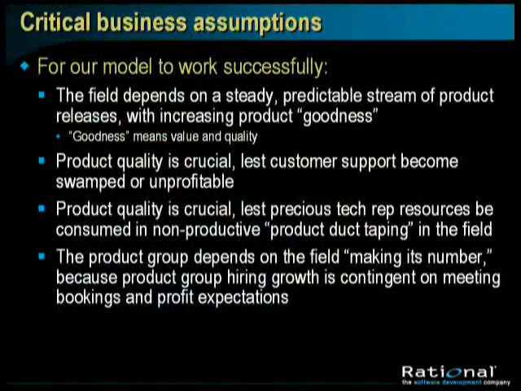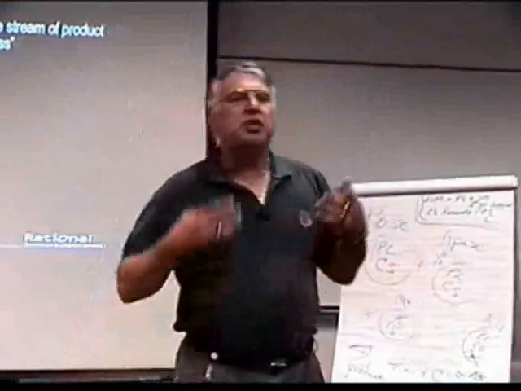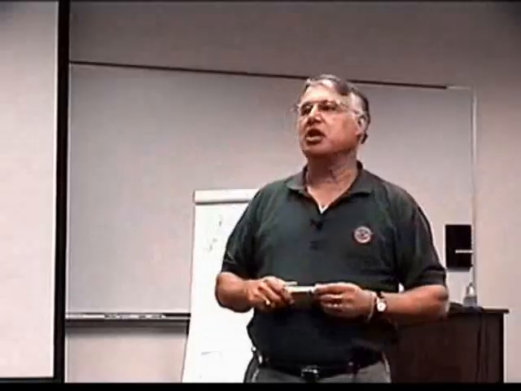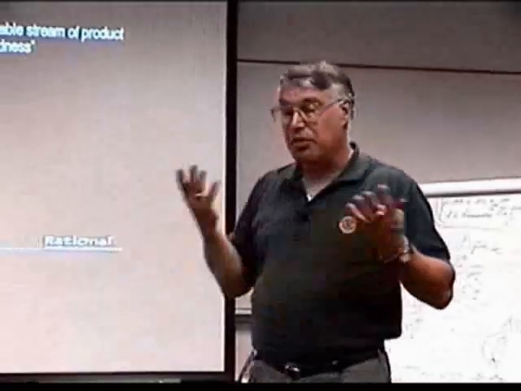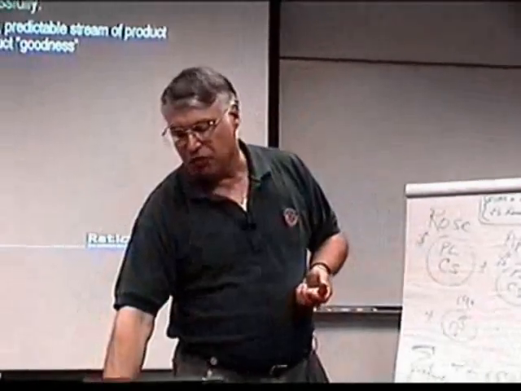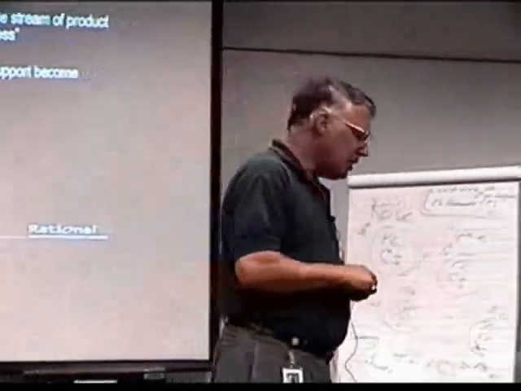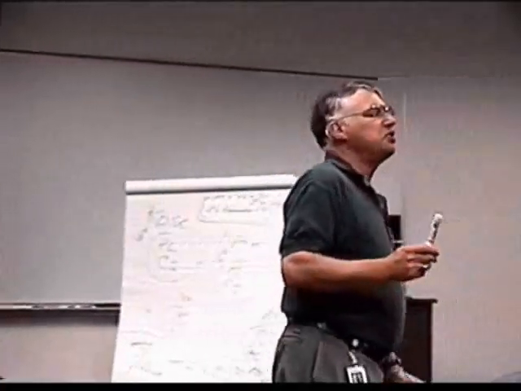Now, what are some critical business assumptions for this to all work? For our model to work successfully, we do need a predictable stream of new releases, because the field people are in there talking to their customers all the time, and they need to have new things to talk to them about. And the products do need to get better over time. Quality is very, very important in this model.